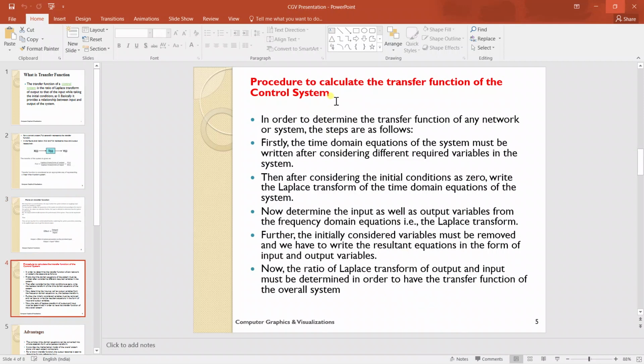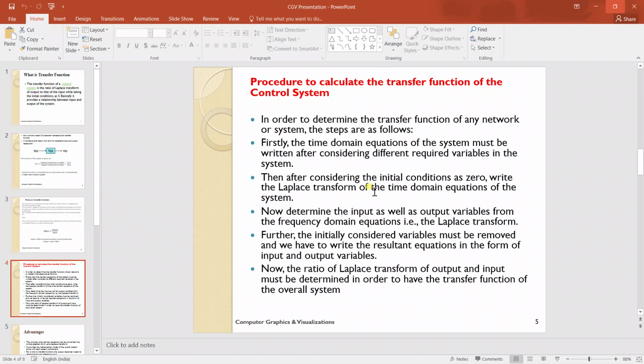Then I will explain the procedures to calculate the transfer function of a control system. In order to determine the transfer function, the steps are as follows. Firstly, the time domain equation of the system must be written after considering different required variables. Then, after considering the initial conditions as zero, write the Laplace transform of the time domain equations.